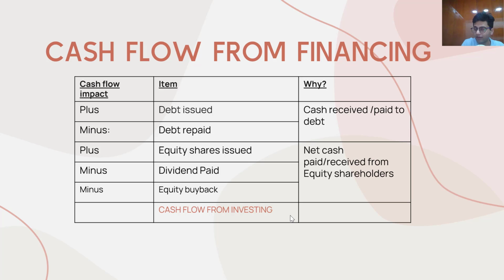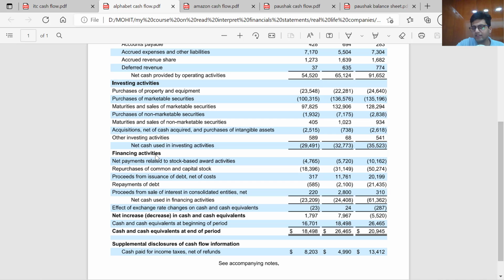Now going back to our tradition, let's see the cash flow from financing activities of Apple and Amazon. Here we have the cash flow of financing activities from Google, Alphabet. We had seen that the cash flow from operating was 91 billion. The cash flow from investing was 35 billion. So what happened to the rest? Well, Google had basically paid $10 billion of what? They have basically net payments related to stock-based award activities.